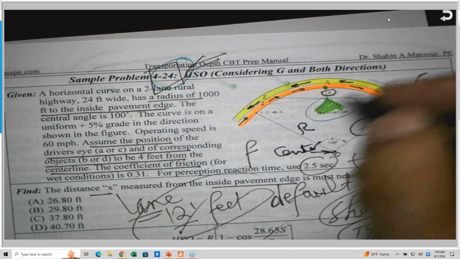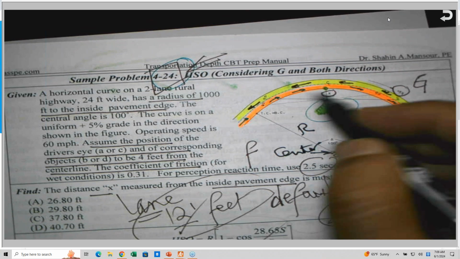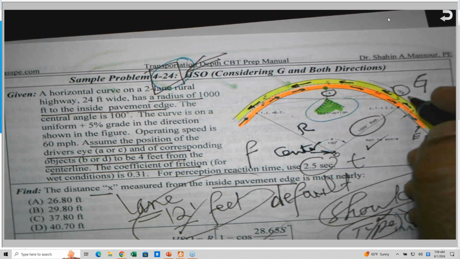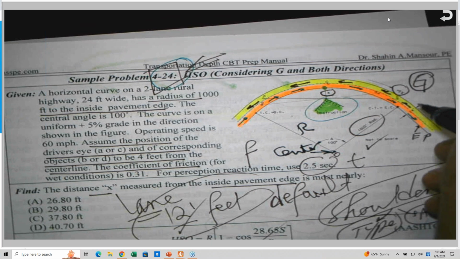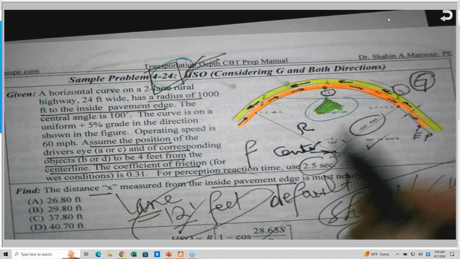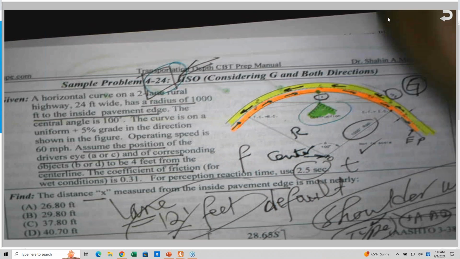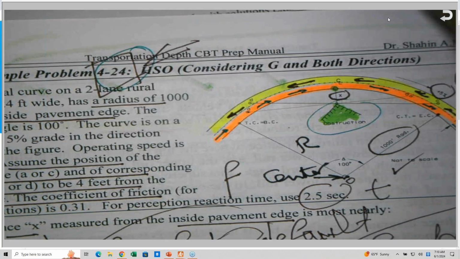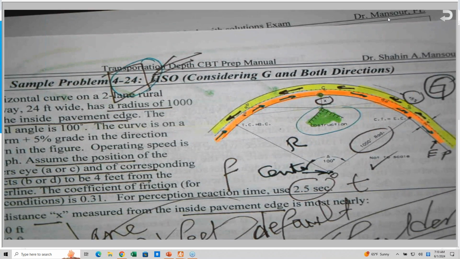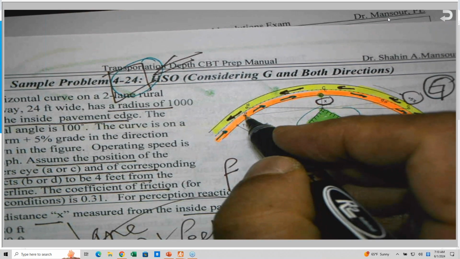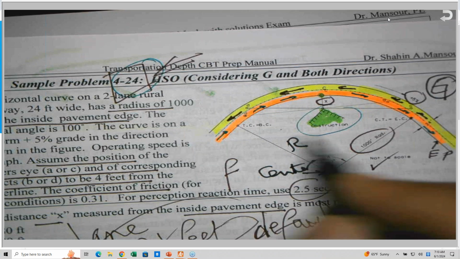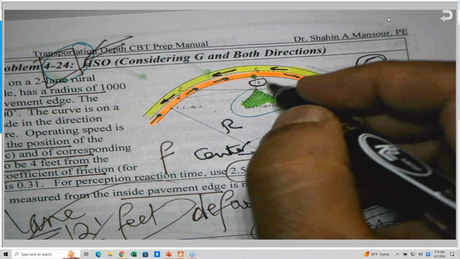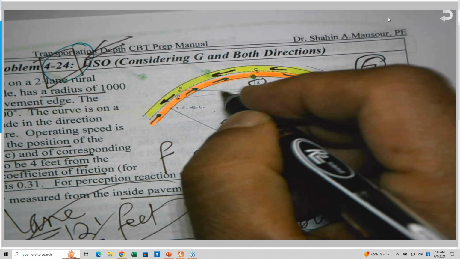So there are two directions, as you can see, the yellow and the orange one. And there is a grade here. The grade G is given as 5% in this direction. And they ask you what is the distance X. We have a fixed object here. Let me zoom in a little bit. The fixed object will block the sight of the driver. So we have two lanes. This direction is the inside lane, and this is the outside lane. I checked both of them, and obviously the inside will control the design, because it's going to be the most critical one.